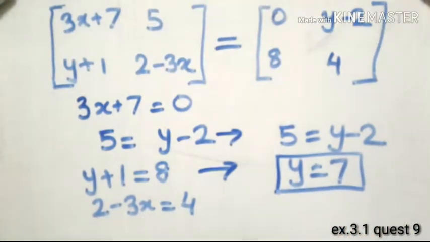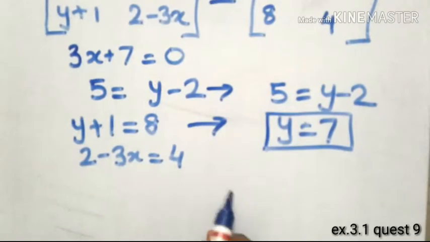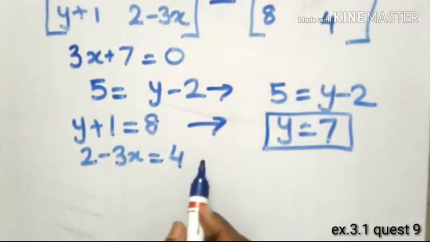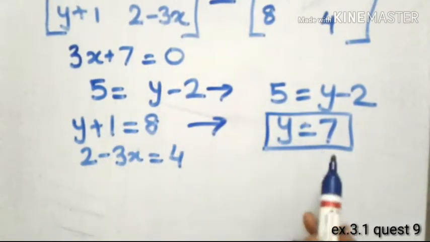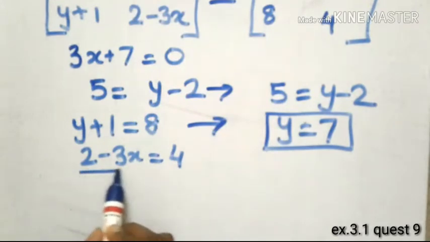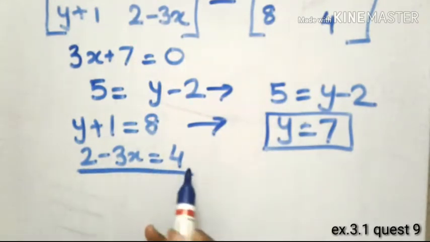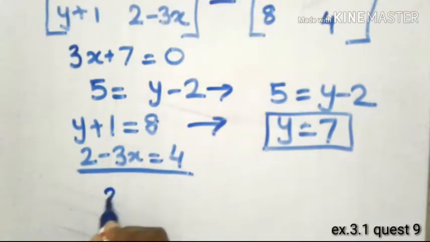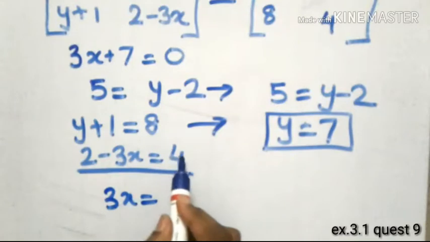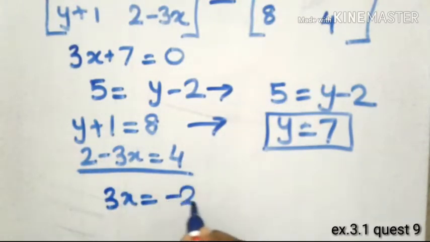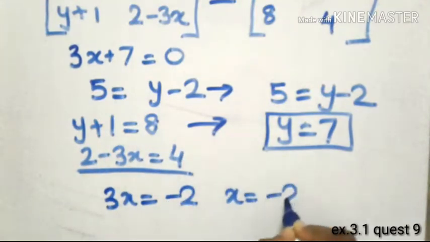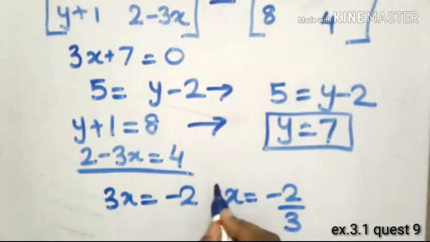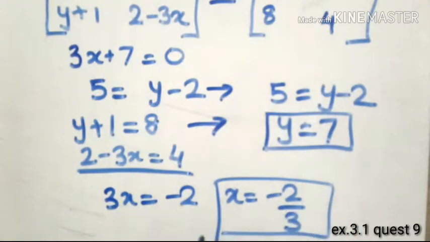Now let me put this value of y in any of the other remaining equations. Oh, I don't even need to do that because there is one equation where I have only x. That's wonderful. So I can directly solve this. So I will get 3x is equal to, I'll bring this over here, so I'll get minus 2. So x is minus 2 upon 3. This is another value. So here are the two values of x and y.